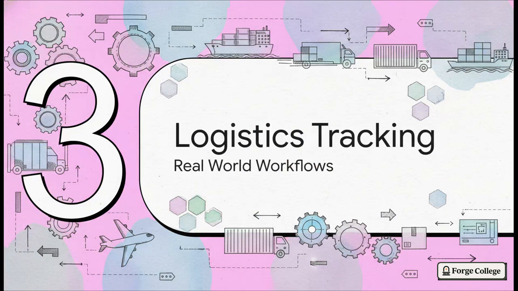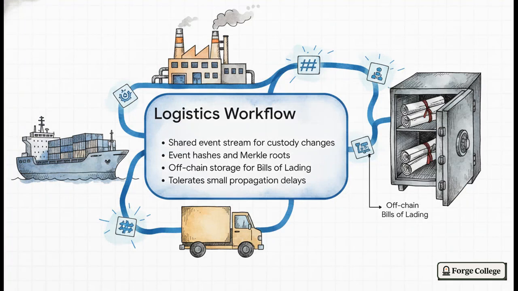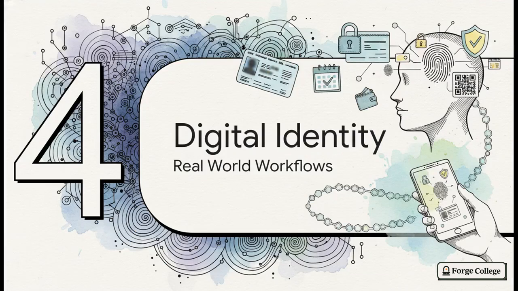Section 3. Logistics tracking, real-world workflows. Let's see this in action. As you probably know, supply chain coordination is notoriously messy. We're talking about participants ranging from manufacturers to carriers, all the way to customs agents. To make it work, they rely on a shared append-only event stream to track custody transfers. The brilliant part is that while everyone shares the digital wax seals, those hashes we talked about, to prove the sequence of custody, the actual juicy commercial terms and the PDFs of the bills of lading remain totally private and off-chain.